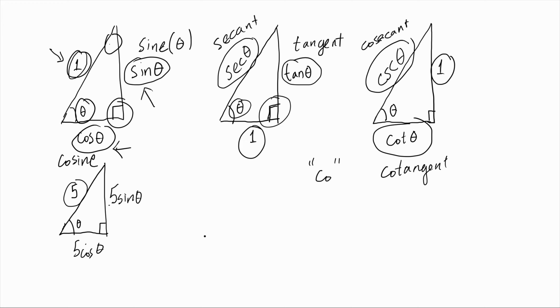Similarly, if you had a situation like this, maybe you had the angle theta as you have here, but maybe you have a 5 here. How would that go? This would be 5 tangent theta. This one would be 5 secant theta.